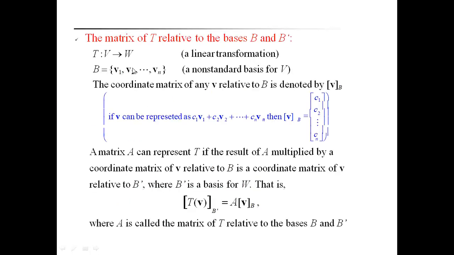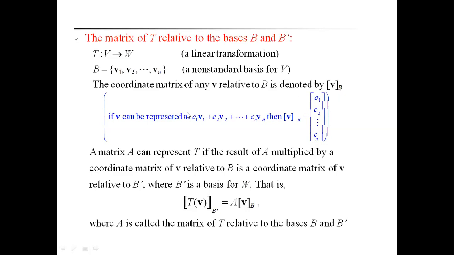Let us now discuss the matrix of T relative to the basis B and B dash. First, take the linear transformation T from a vector space V to W. Here B = {V1, V2, ..., Vn} is a non-standard basis for V. The coordinate matrix of V relative to B is denoted in square brackets, relative to the basis B.